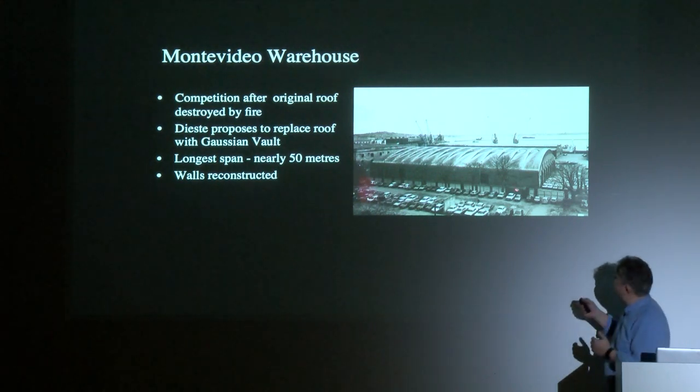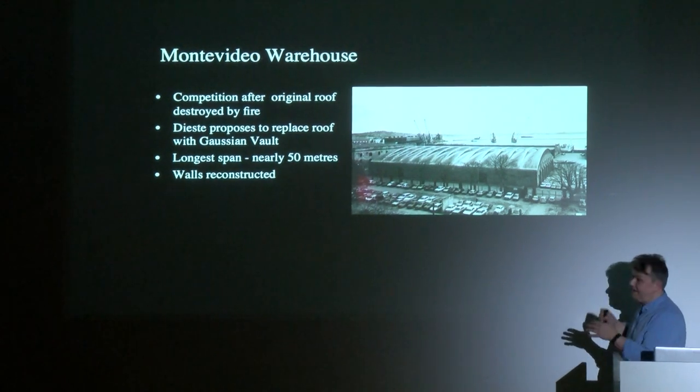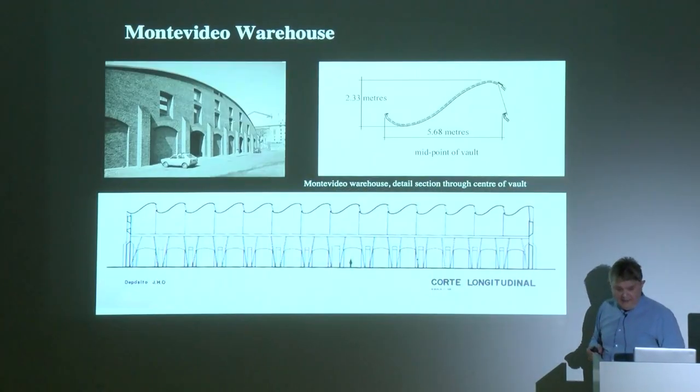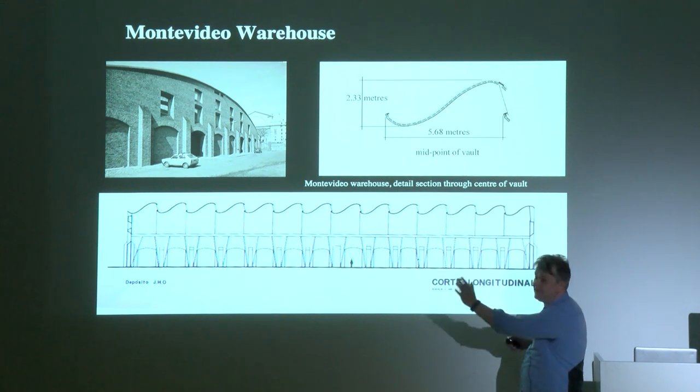And it's hard to get a scale of this. But you know, you can see from the cars and whatever, it's a big building. And these are the walls. These were repaired. And then installed in it was a series of Gaussian vaults. I think there's 14 in total. And so this is a section along the center line, the central axis of the building.